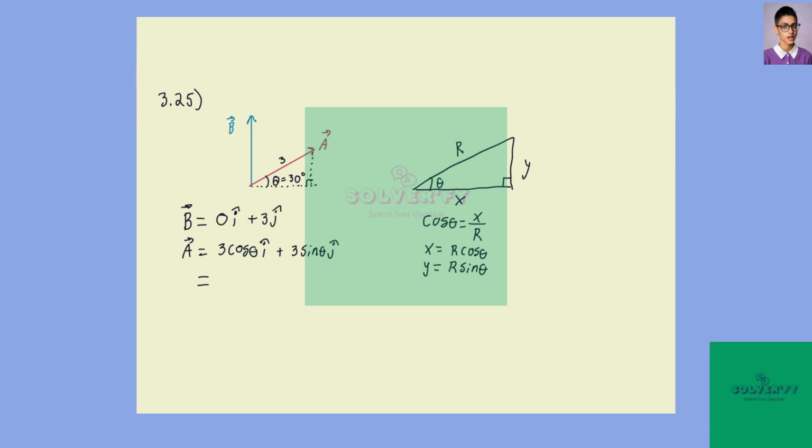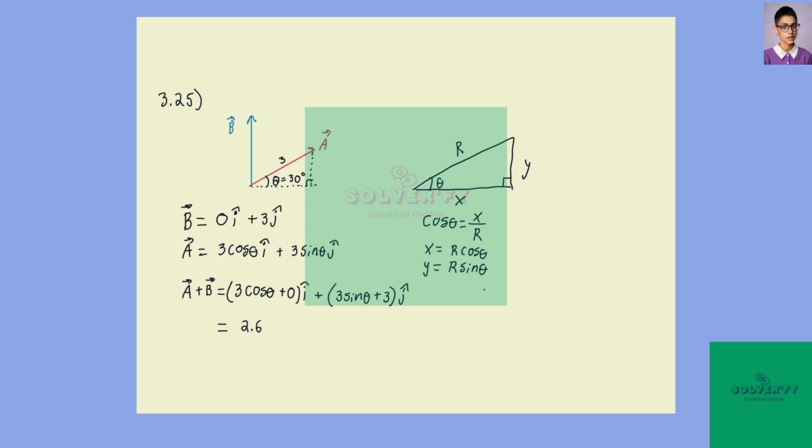And let's see, are we adding them? Yeah. So a plus b is, well, what's the x? 3 cosine theta plus 0 I hat. And the y is 3 sine theta plus 3 j hat.